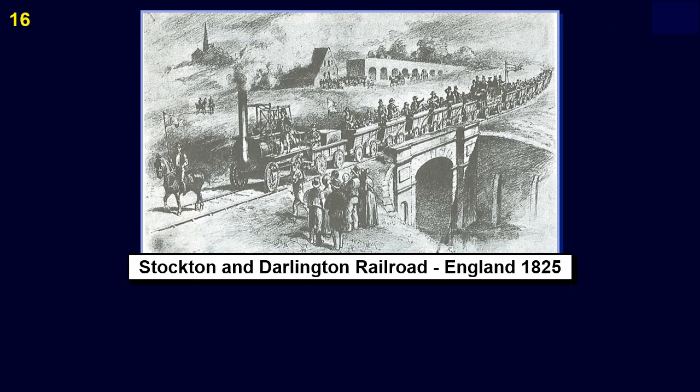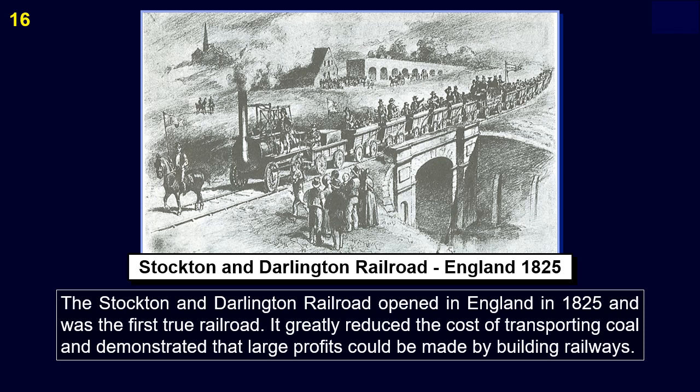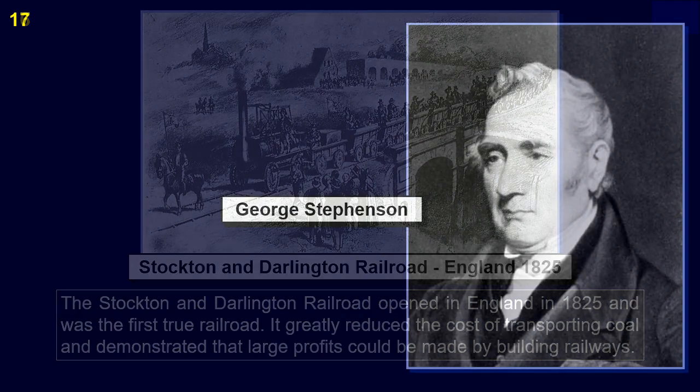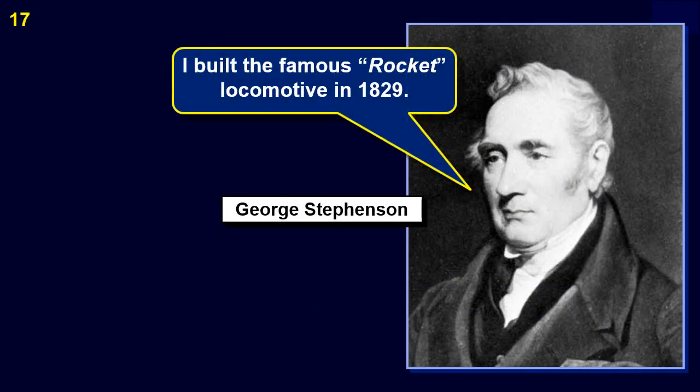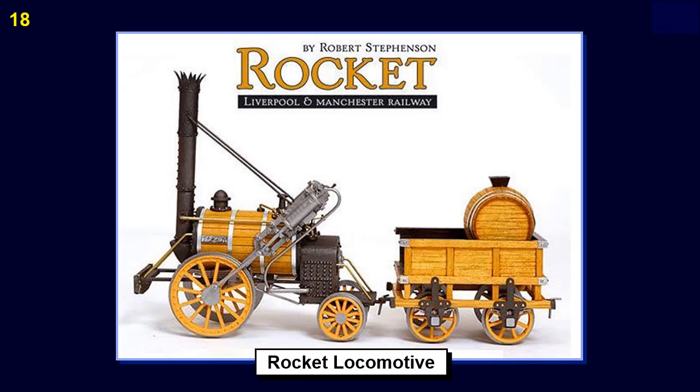The Stockton and Darlington Railroad, opened in England in 1825, was the first true railroad. It greatly reduced the cost of transporting coal, and demonstrated that large profits could be made by building railways. In 1829, George Stephenson built his successful rocket locomotive. It contributed to the rapid expansion of railroads in Great Britain, and later in other countries. This is the rocket locomotive.